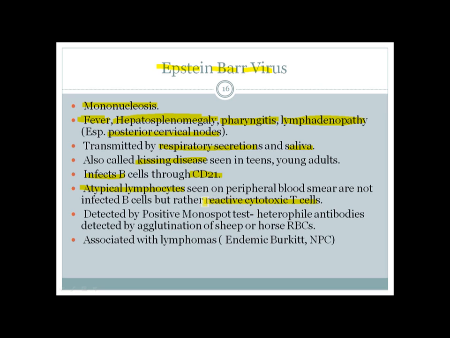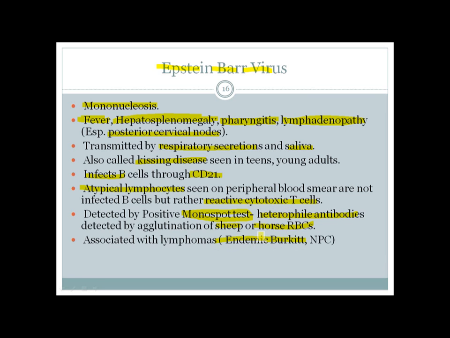And you can detect the Epstein Barr virus serologically by doing a monospot test, and you will detect heterophile antibodies by agglutination of sheep or horse RBC. And Epstein Barr virus can cause some cancers, especially in sub-Saharan Africa. It can cause Burkitt lymphoma, also known as endemic Burkitt.